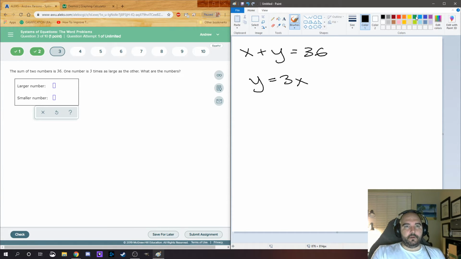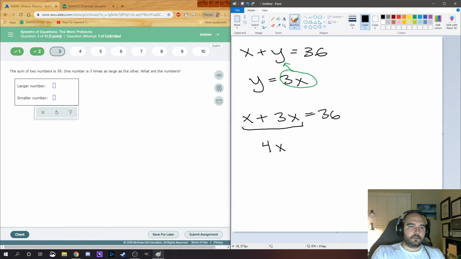Okay, now what do you do here? Well, just like I was describing on that last problem, you're going to substitute. You're going to take this stuff that y equals 3x, and you're going to put it in place of the y. So I'm going to rewrite the top row. X plus y equals 36, but I'm going to write x plus 3x equals 36. The y is gone. It has now become 3x. Now these are like terms. 4x, because technically this is 1x. Divide by 4. You get x equals 9.